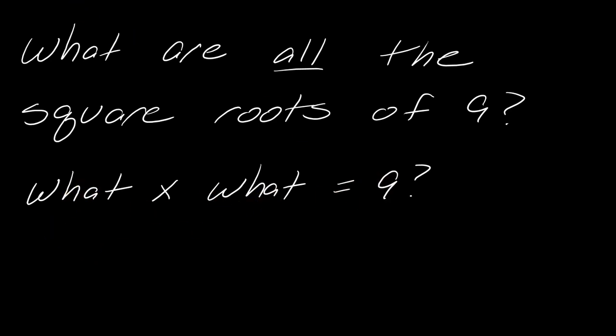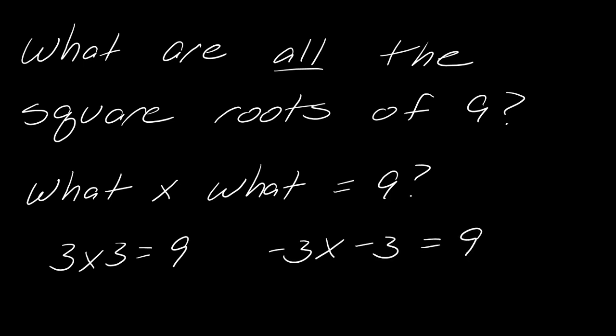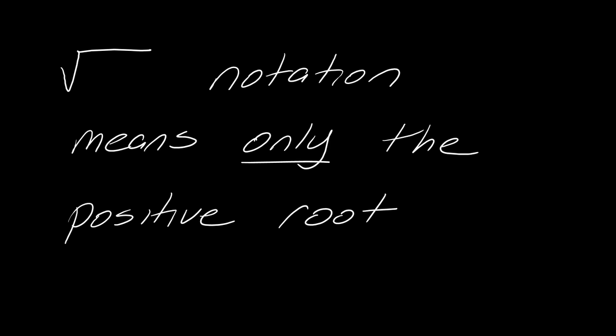Well, there's 2 answers actually. 3 times 3 will equal 9, but also negative 3 times negative 3 equals 9. And this is an important thing to note because there are times where knowing that there are negative versions of the square root matters. So it's just something that you want to keep in mind.